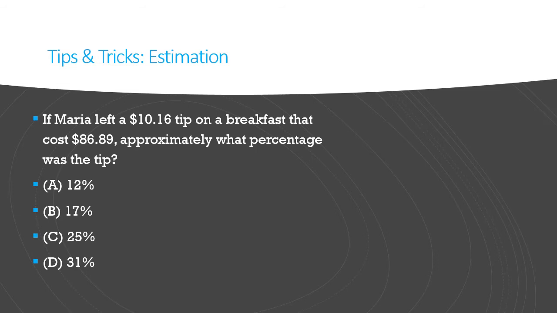Next, a note on estimation. Because the test is multiple choice, you often don't need exact numbers in order to answer a problem. For instance, here we have a problem that says, if Maria left a $10.16 tip on a breakfast that cost $86.89, approximately what percentage was the tip? So to calculate the percentage, we need to divide the tip amount by the amount that Maria spent on her breakfast. But we don't actually need to be exact.